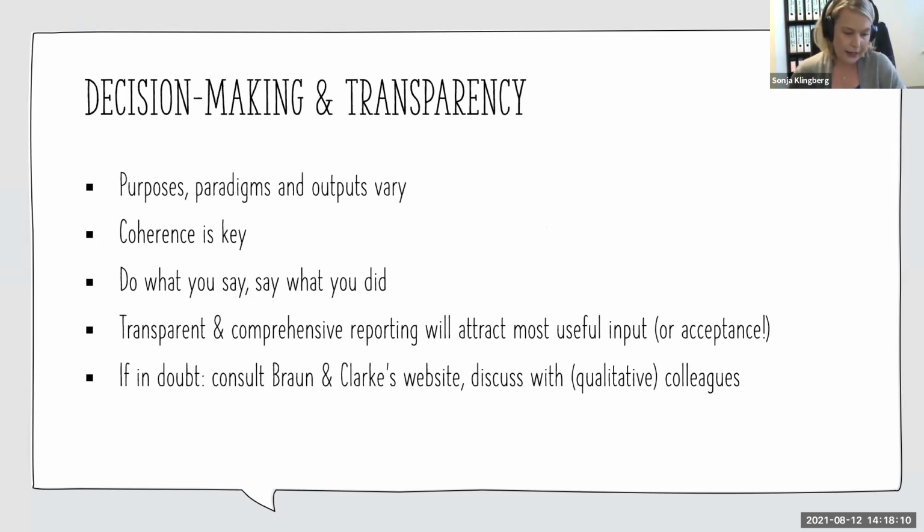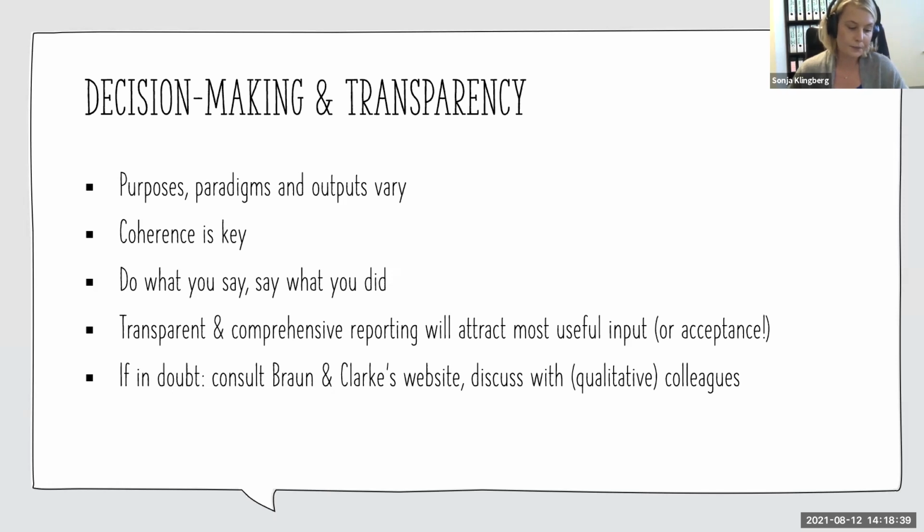And with all that in mind, I want to leave you with a few key points here. So firstly, purposes vary, and therefore methods, paradigms, and outputs of qualitative research vary. And decisions should be made according to what we want to achieve. And reflexive thematic analysis or other thematic analysis approaches can accommodate almost any kind of combinations of those things. But the challenge is for researchers to figure out what they're doing and why, and ensuring consistency and coherence of such decisions.